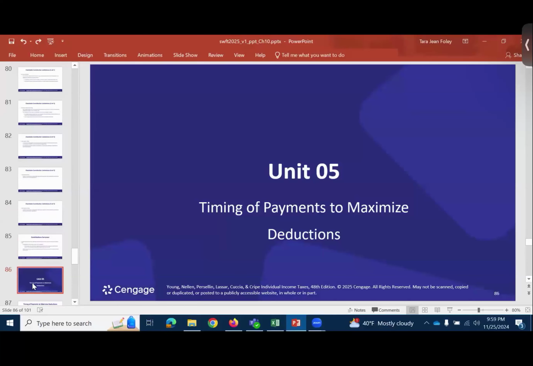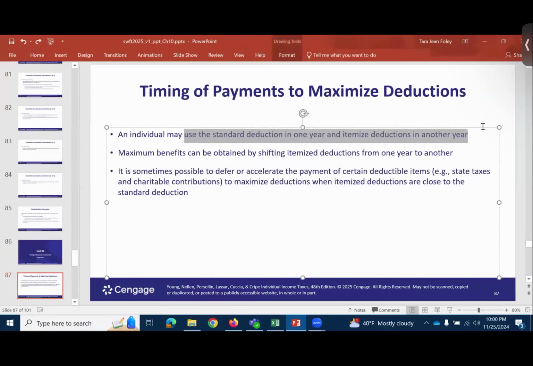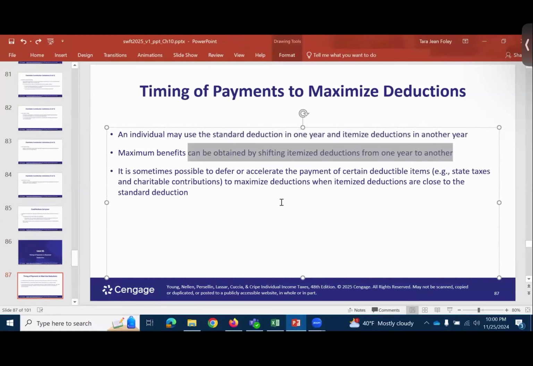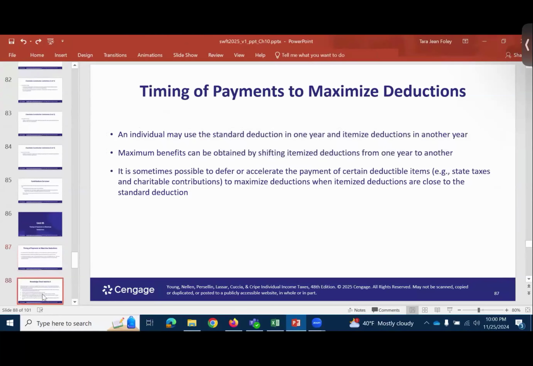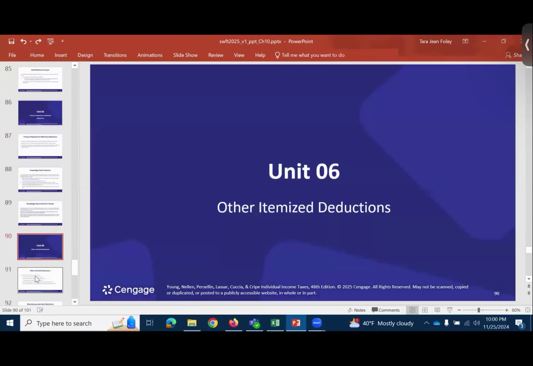All right. Timing of payments. You can use a standard deduction in 1 year and itemize in another year. You can shift from 1 year to another. It's not a big deal. Okay. And then you have this knowledge check you can read.